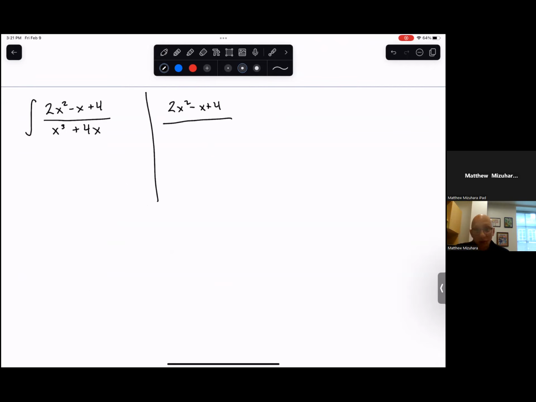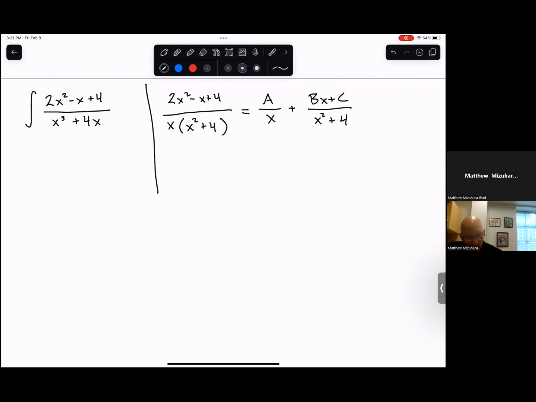It's actually something we did earlier. But I am going to factor now. So this is x times x squared plus 4. This is irreducible quadratic time. So my right-hand side should be a guess of the form a over x plus bx plus c over x squared plus 4. Again, I need that bx plus c because x squared plus 4 is that irreducible quadratic. It can't factor. Okay.